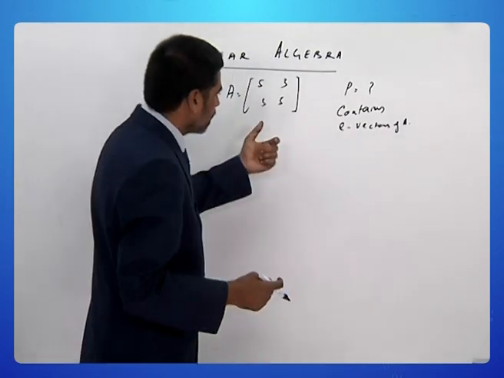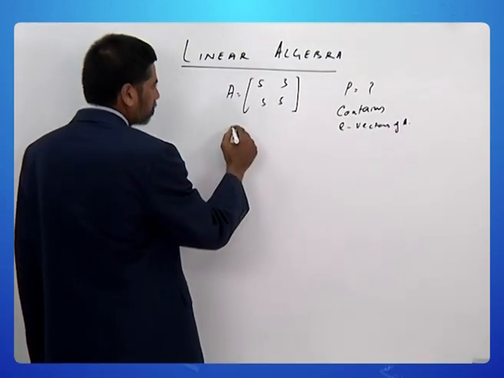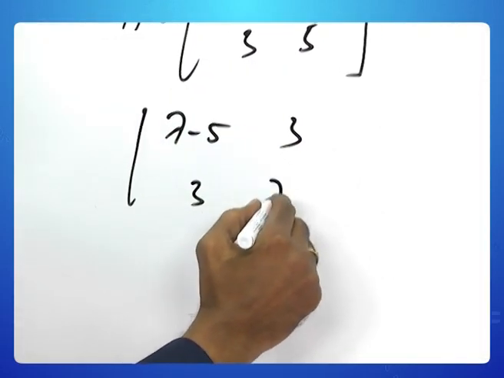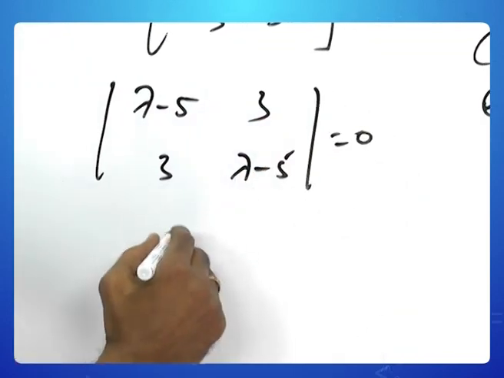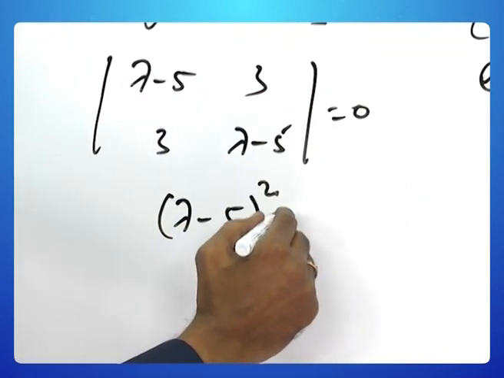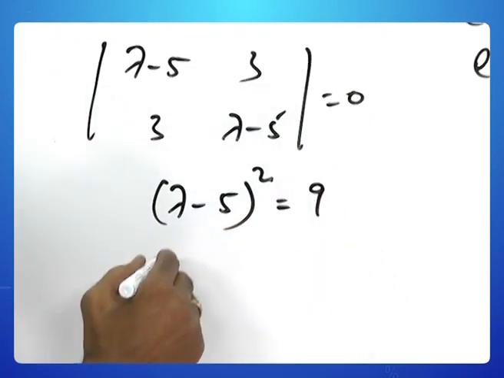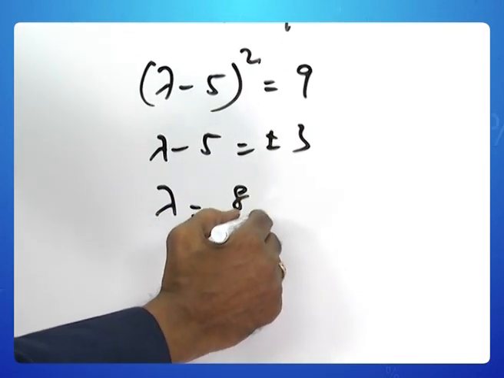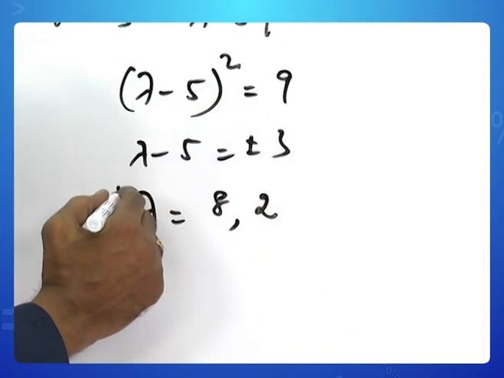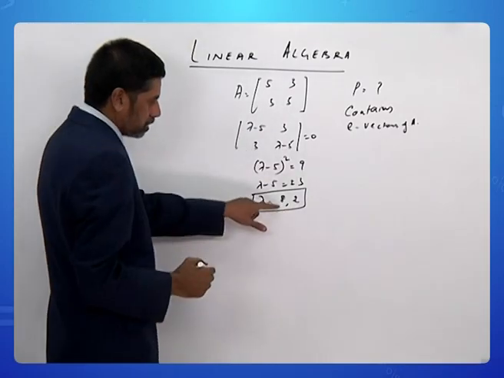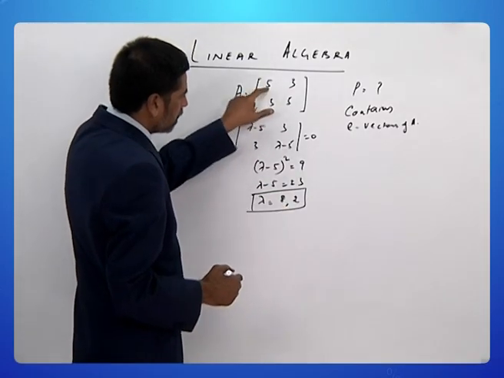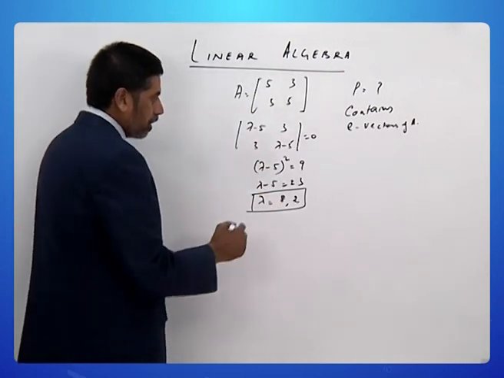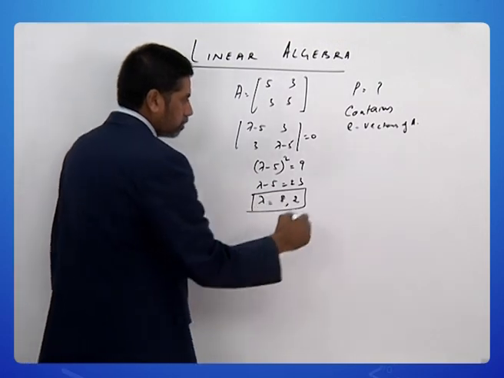So let's get the characteristic equation of A as determinant lambda minus 5, 3, 3, lambda minus 5 is equal to 0. Lambda minus 5 whole square is equal to 9. So lambda minus 5 is plus or minus 3. So lambda is equal to 8 or 2. You can cross check. The sum of these eigenvalues will be exactly equal to the trace. 5 plus 5 is equal to 8 plus 2. Now, we have to get the eigenvectors corresponding to 8 and 2.